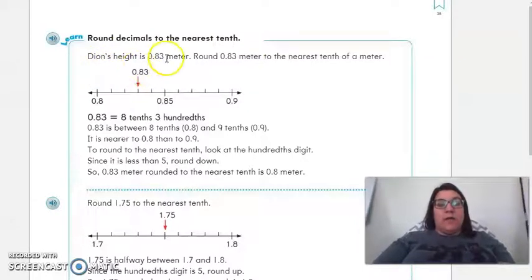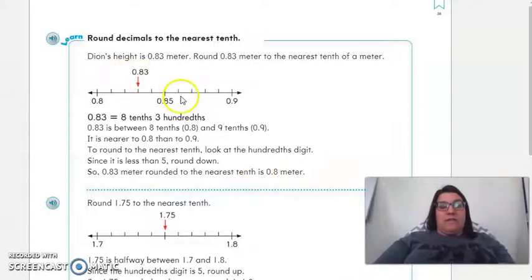Dion's height is 0 and 83 hundredths of a meter. Round 0 and 83 hundredths of a meter to the nearest tenth of a meter. And then you can see they drew a number line here with 8 tenths on one side and 9 tenths on the other side, and that's because 83 hundredths comes between 8 tenths and 9 tenths. It's closer to 8 tenths because 85 hundredths would be exactly in the middle. So when we round 0 and 83 hundredths to the nearest tenth, we would round it to 8 tenths.